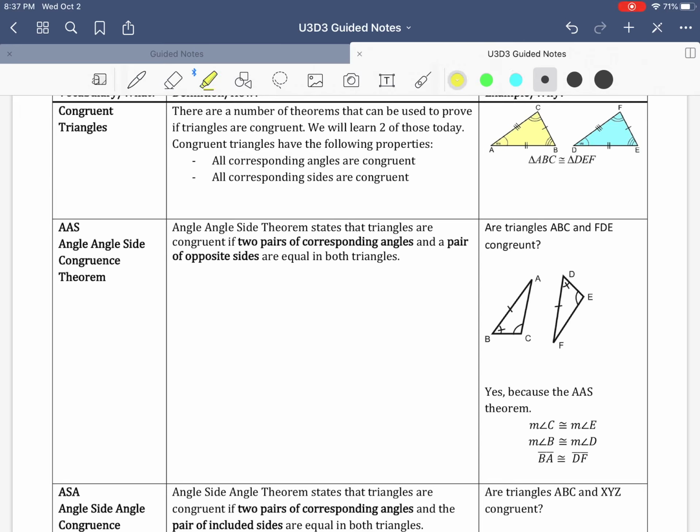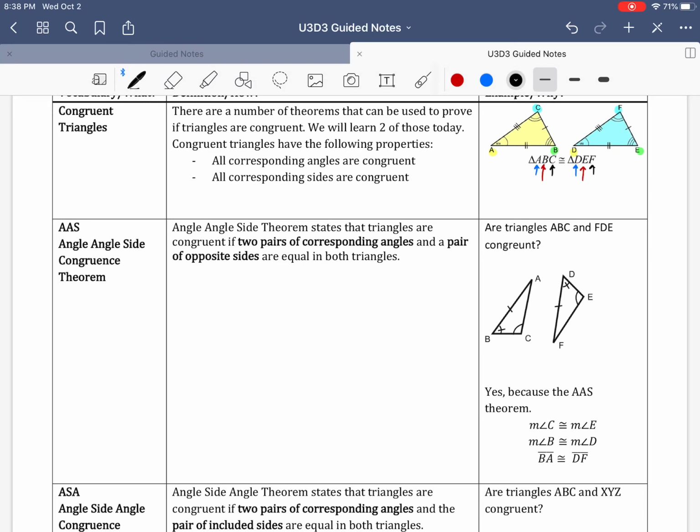Now, when we look at this image here, we're able to tell that angle A and angle D are corresponding angles because they both appear first in this written congruence statement. You can then tell that angle B and E are corresponding because they come second in our congruence statement. And we know that angle C and angle F are corresponding because they come third.